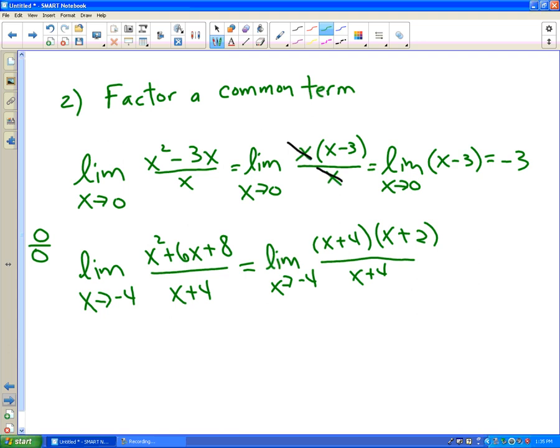Here x approaches 0. I can plug in the 0 like we did on the regular straight substitution, and so we end up with negative 3. So with this particular type of factoring out a common term, notice what happens. After we factor out that common term, it turns out to be a limit of the previous type that we already know how to do.